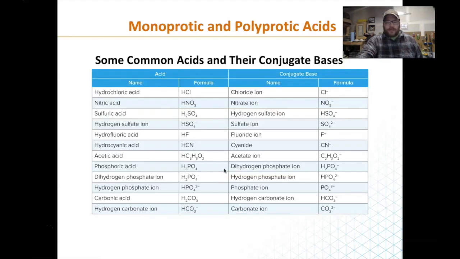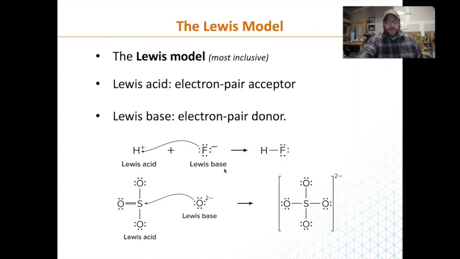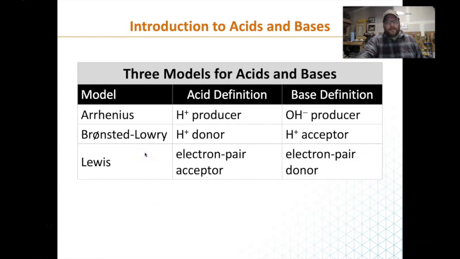And here's a whole list of common acids and their conjugate bases. You can pause it and read that, but you don't have to memorize it or anything like that. Okay, Lewis acids and bases, remember the Lewis base is the electron donor and the Lewis acid is the electron acceptor. Okay, here's a table just kind of summarizing all that stuff. So pause it, you can write this down. This is a good table to copy down into your notes.